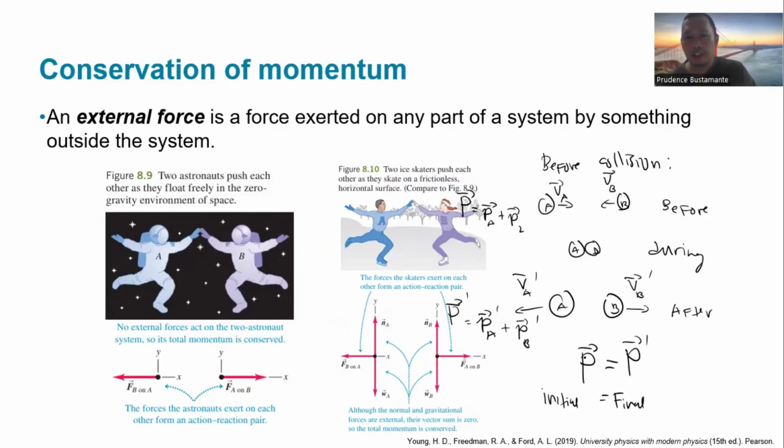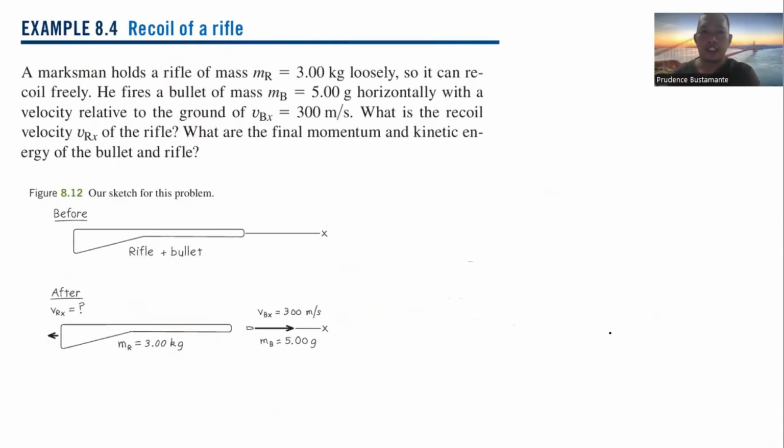So your P is constant, meaning the value of the total momentum from the initial is also the value of your total momentum after the collision. Okay. So let's apply this conservation of momentum to a problem.